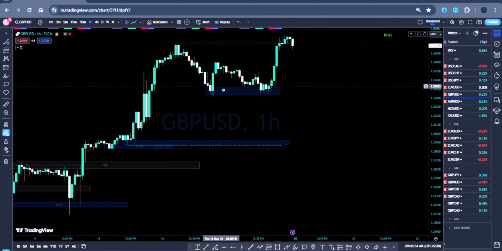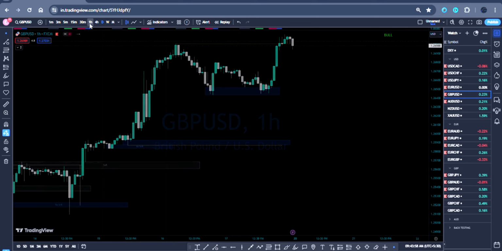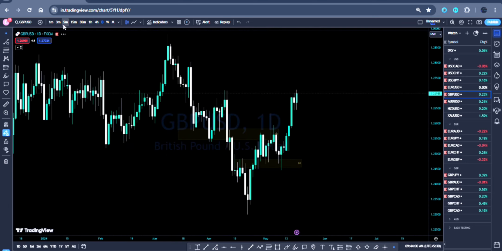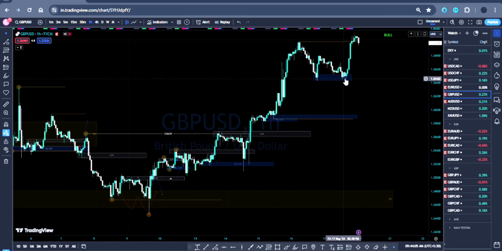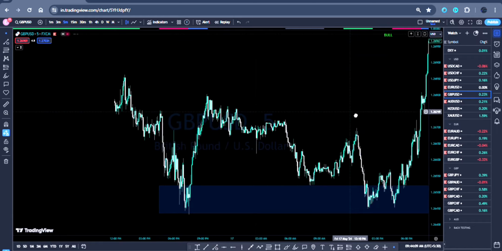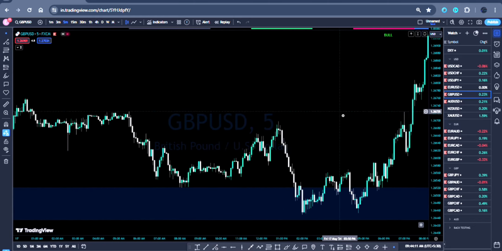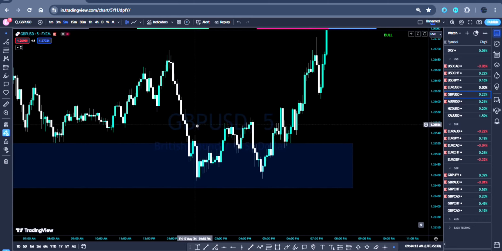However, GBP USD is within a bullish market structure on H1. This impulse was heavy, so the base of that impulse becomes our POI. On daily it's also looking bullish, so let's go to M5. This is the POI. We'll go on M5 to this area.